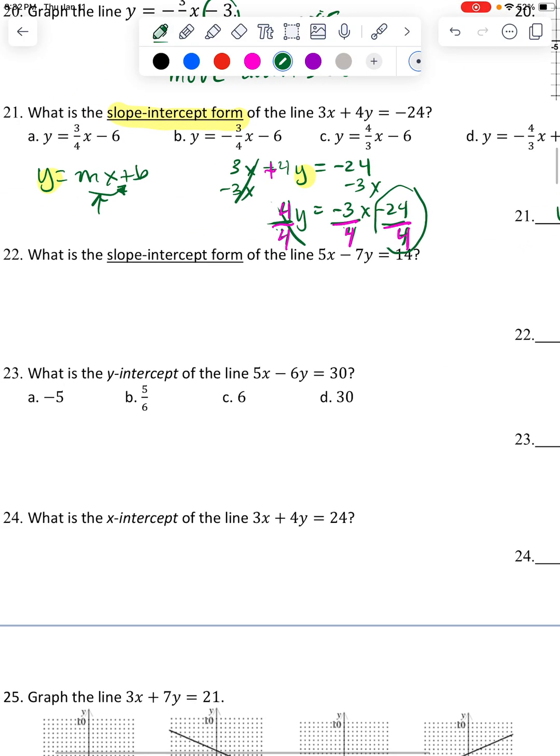Okay, I'm doing the same exact thing. So 5x minus 7y equals 14. Maybe that's where I got 14 from. Who knows? I'm going to move this guy over. I always move the x over, divide by the number with y.